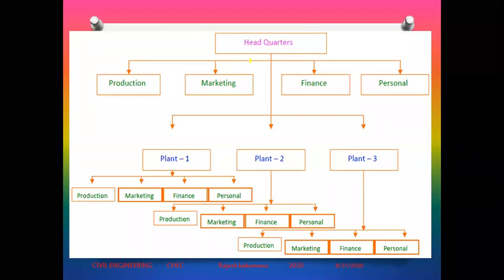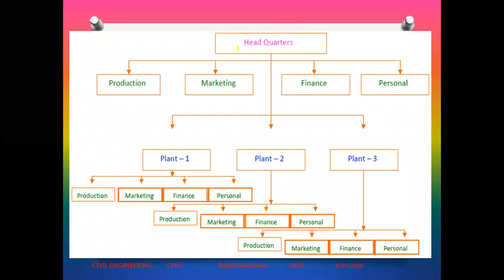For example, if you see any engineering college or any other medical college, it has a headquarters, the main. If you see, this one is a principal or a chairman. Under this principal, how many departments do you have? Production department, marketing department, finance department, and personnel department, right? In this production department, again you have different departments. From the headquarters, you have 3 plants: plant 1, plant 2, and plant 3.